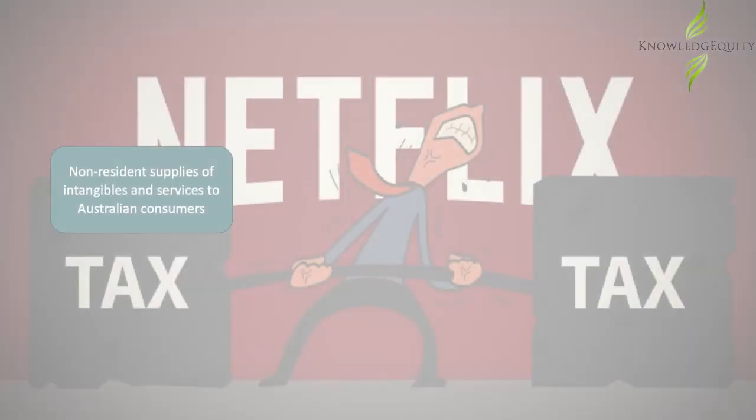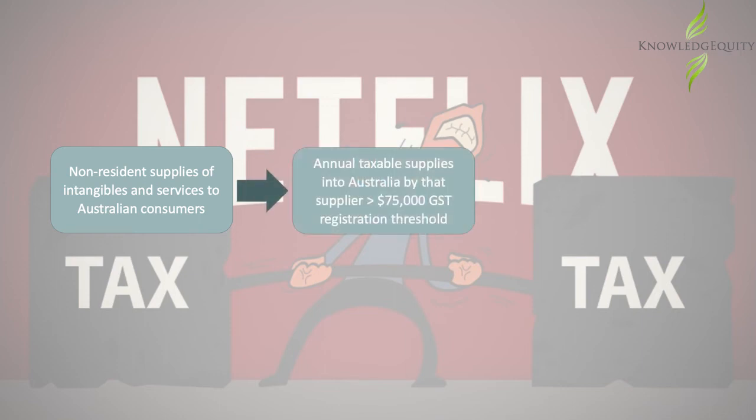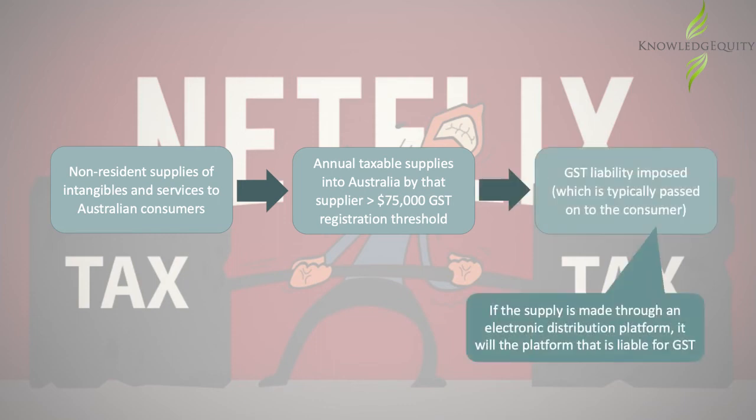These provisions impose a GST liability on non-resident suppliers of services and digital products. They do so when such entities supply services or digital products to Australian consumers, and the annual value of the entity's taxable supplies into Australia exceeds the GST registration threshold. As is the case with the low-value imported goods provisions, if the supply is made through an electronic distribution platform, it will be the platform that is liable for GST.